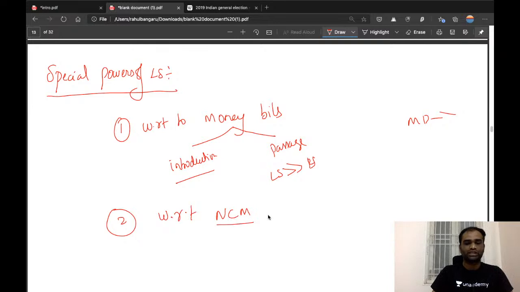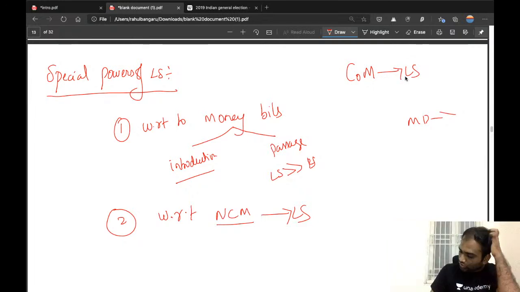Now this no confidence motion can be passed only in Lok Sabha; it cannot be passed in Rajya Sabha. Why? Because the Council of Ministers is collectively responsible only to Lok Sabha, not to Rajya Sabha.